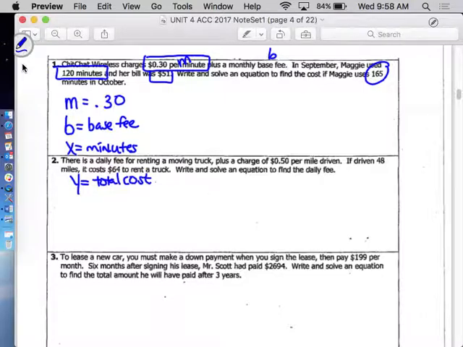So in this particular problem, I'm given my M as 0.30. I'm told that I've used 120 minutes, so I'm given an X value of 120, and then I'm given a Y value to go with that of $51. So I can think of this as being given a slope and one ordered pair. And here's my ordered pair.